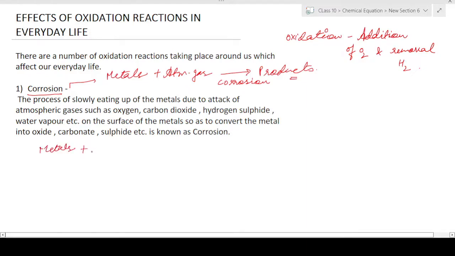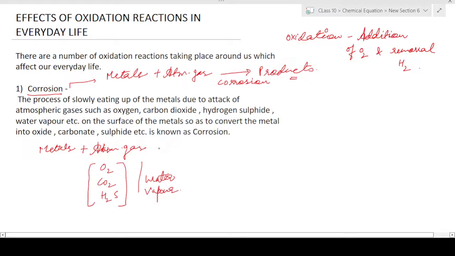Metal when combined with atmospheric gases, it can be oxygen, it can be carbon dioxide, it can be hydrogen sulfide, or it can be water vapor, simply water vapor. So water vapor is what? H2O.